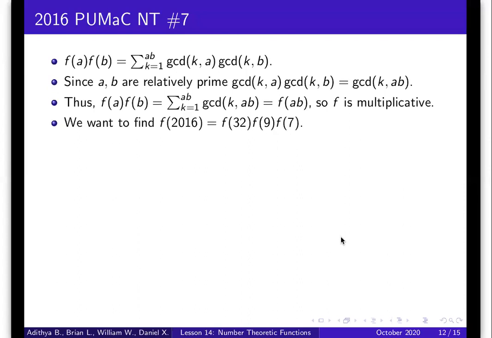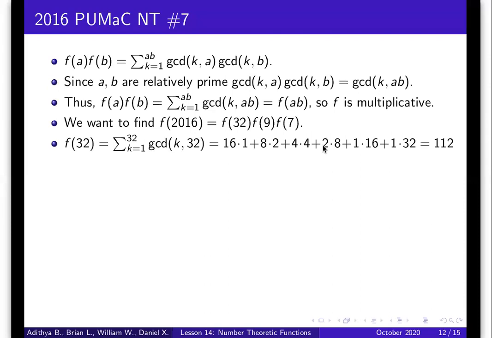So how do we use this? Remember that I said that we could use this by trying to separate it into its prime powers. So here we have f of 2016. And so the 2016's prime factorization is 2 to the 5th times 3 squared times 7. So we can write this f of 2016 as f of 32 times f of 9 times f of 7. And now each of these terms is much easier to evaluate.